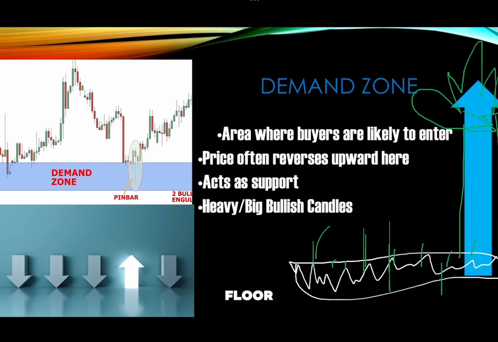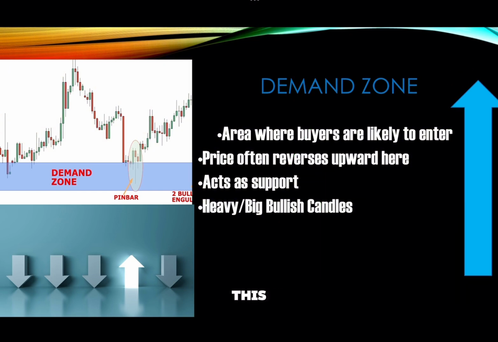And what's going to happen from the floor? The floor is going to grow more trees, more big candles, you feel me? So every time price comes down, it's going to grow another tree. I want to try to give you guys examples so you understand this, and there's no way that you can't get this. So demand zones is the floor, heavy, big, bullish candles.